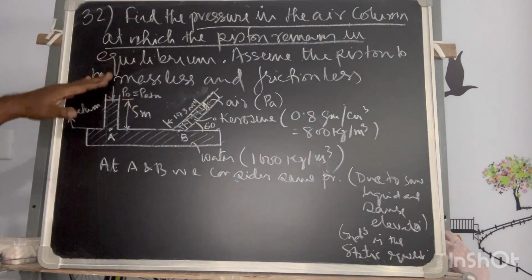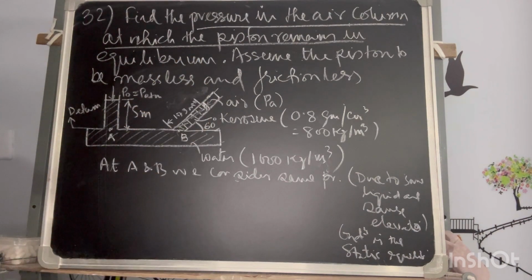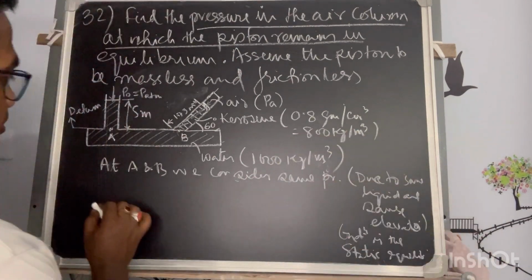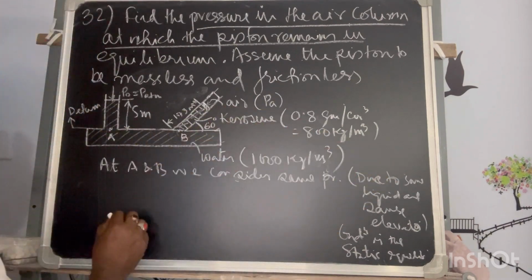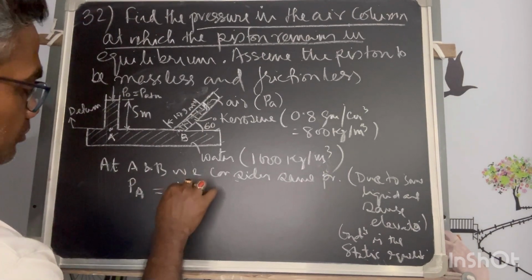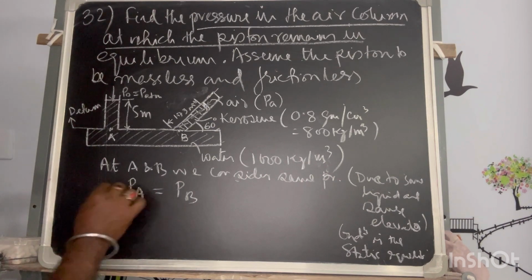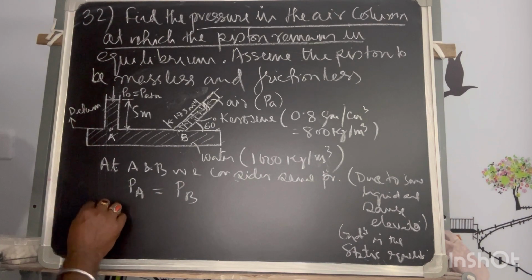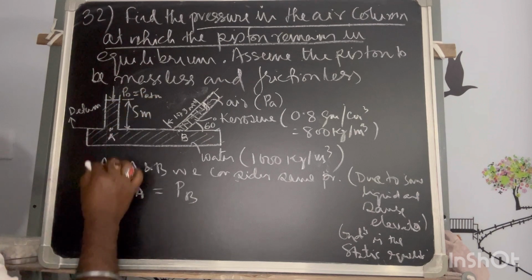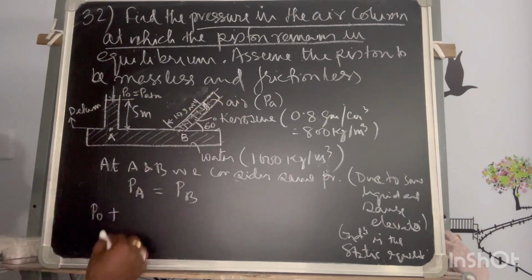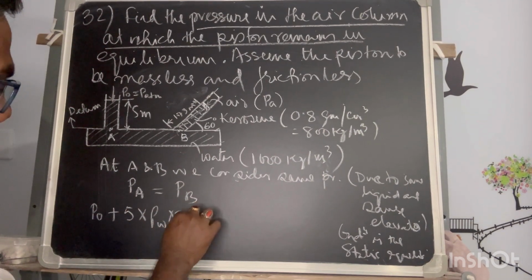As the piston is not moving, you can understand that the total arrangement of the fluid is in steady state or static condition. In static condition, two points at the same elevation in the same liquid are at the same pressure. So the pressure at A is equal to the pressure at B. This is the first and foremost concept. Now, how can the pressure at A be denoted? This is the atmospheric pressure P0 plus the pressure due to this water column. Here it is water, this is only kerosene. So this is H into rho of water into g.